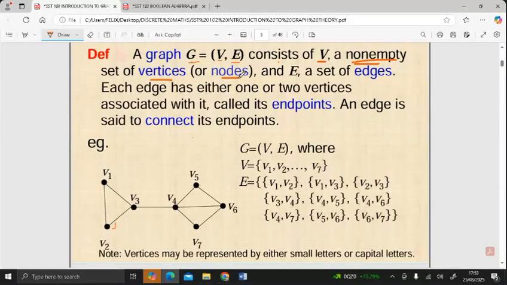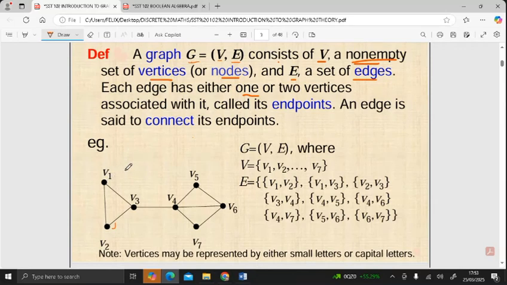Now, how do we present it? Look at this. G is presented in this form, where V represents the vertices. E represents the edges, right? That is it. You can see that. So you can see this V. It is a non-empty set. It has to be, there must be some vertices, otherwise that is not a graph.